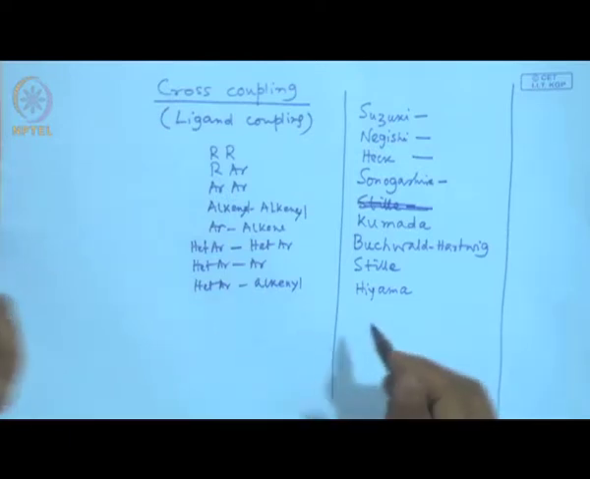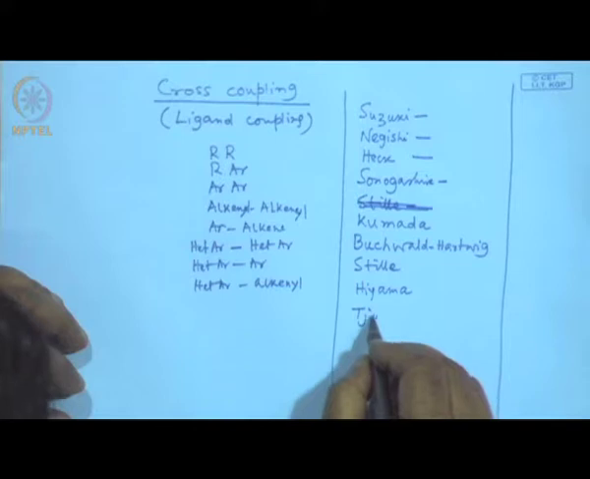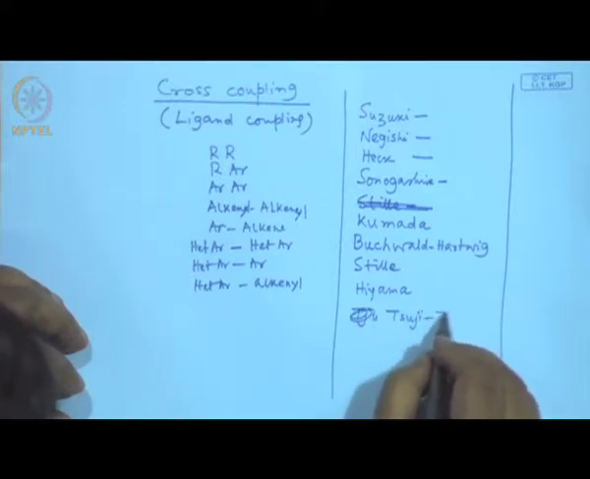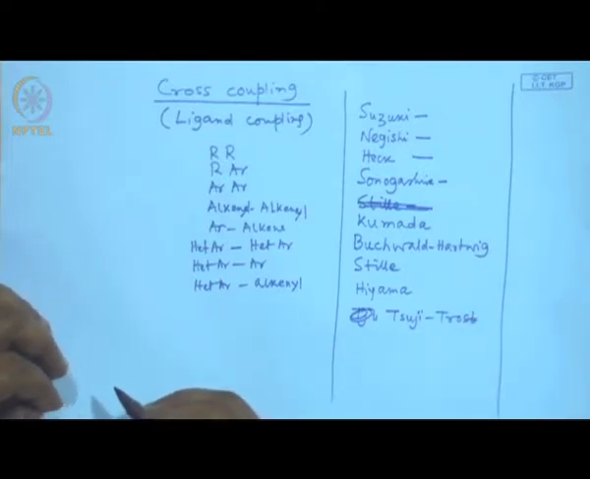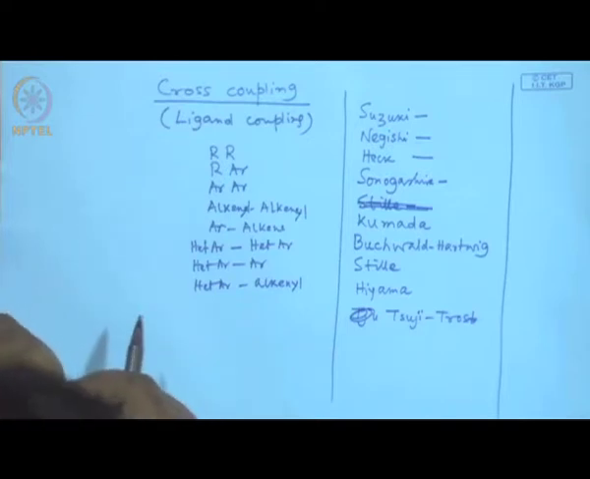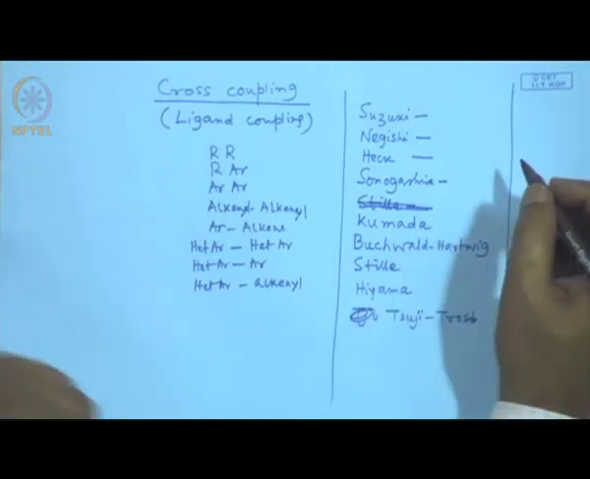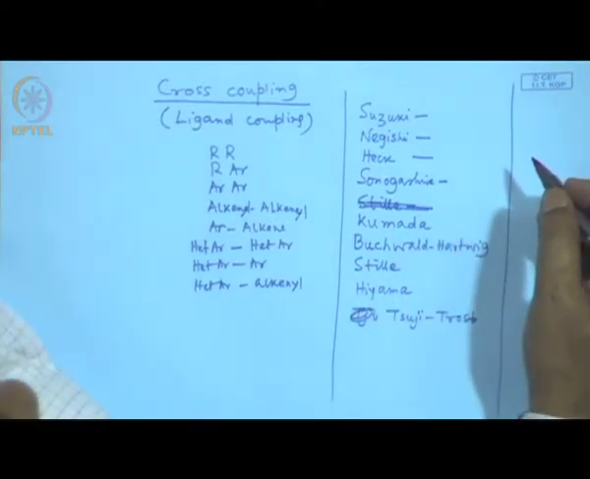Toru Fukuyama. Yes, I know. And then there is one more: Suji-Trost coupling. Of course there are many others, but these are the main ones. Now you have to know a little bit about the strengths and weaknesses of these.